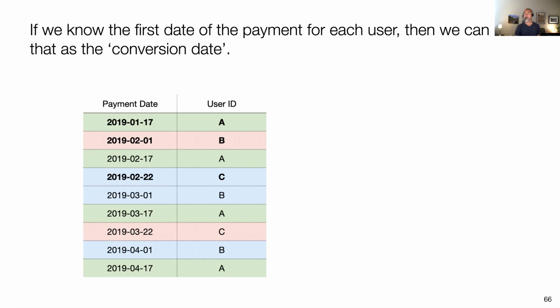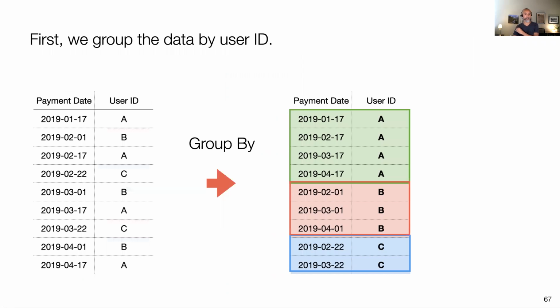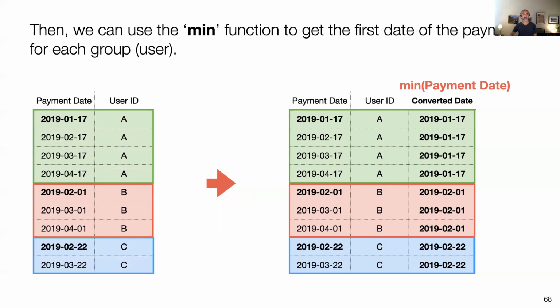Then how can we calculate this value? It's pretty simple. You group the data by each user, right? So like user A, user B, user C. And once you do it, there is a function called min that returns the minimum value. Use that for this payment date column. Then it will return the minimum value of the date for each user. In this case, for example, 2019 January 17 for user A. Then you get that conversion date column. Then you're off to create a chart.